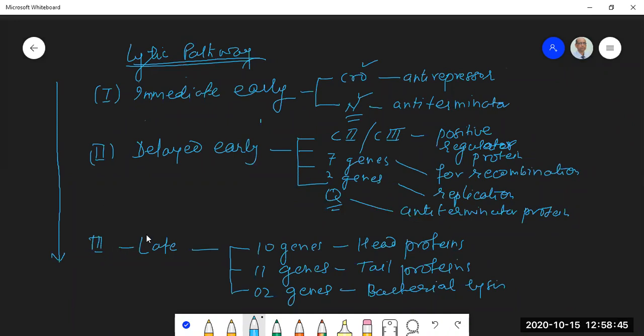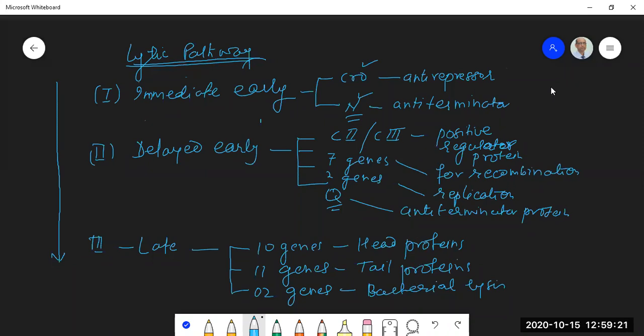In the third, which is called the late stage, there are three sets of genes: 10 genes which code for different proteins required for formation of the head of the bacteriophage lambda, 11 genes which code for proteins involved in tail formation, and 2 genes which code for proteins involved in bacterial lysis. So sequentially, depending upon the requirement, these genes are expressed, and this is very nicely programmed, because lysis of bacteria will take place only after complete formation of the progeny particles.